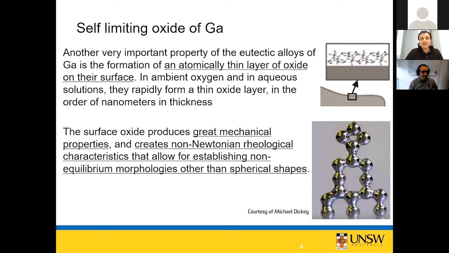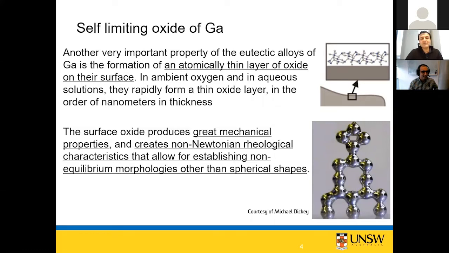Now, what is very important about gallium, tin, and others is that these metals, at ambient oxygen, produce a layer of oxide around them. For some of them, like gallium, it is self-limiting. That means the layer goes to 1 or 2 nanometers.